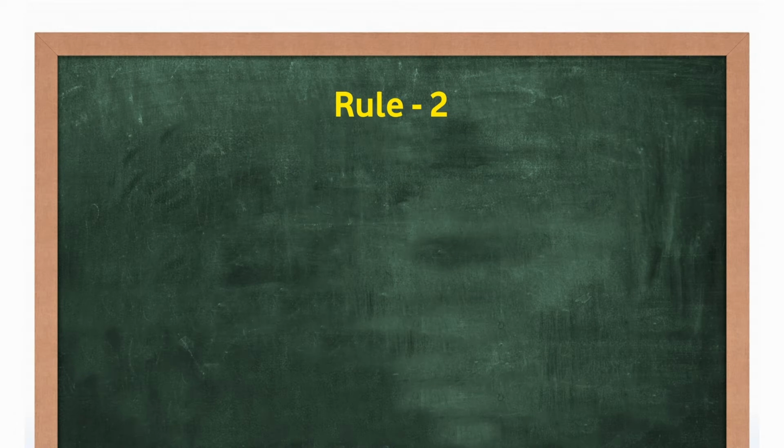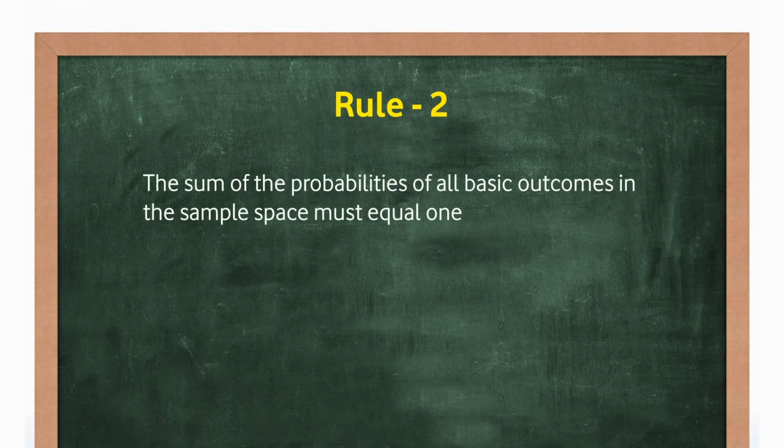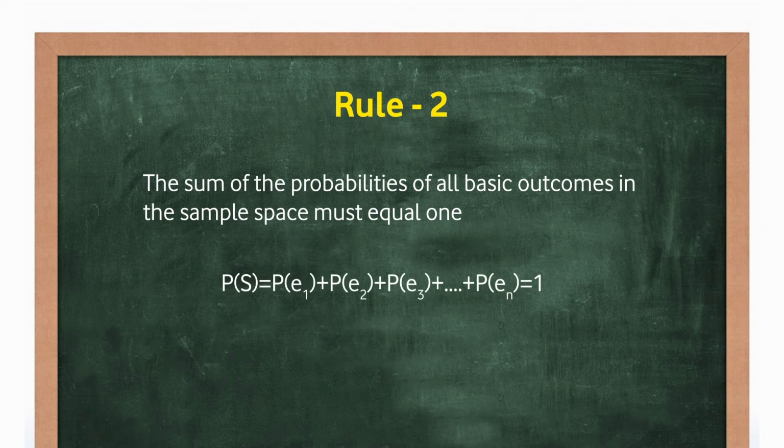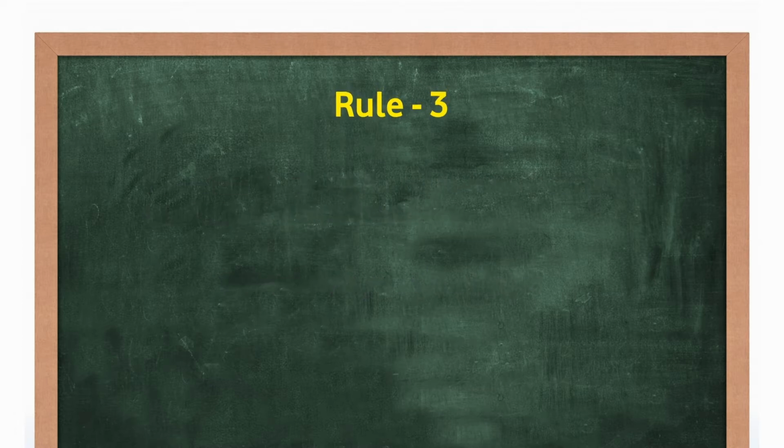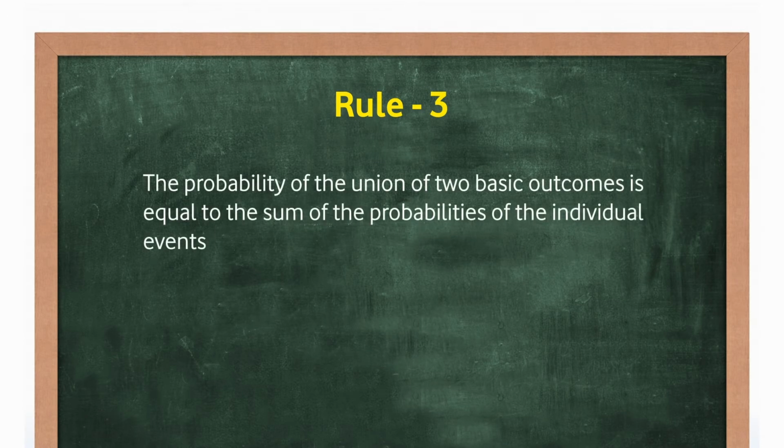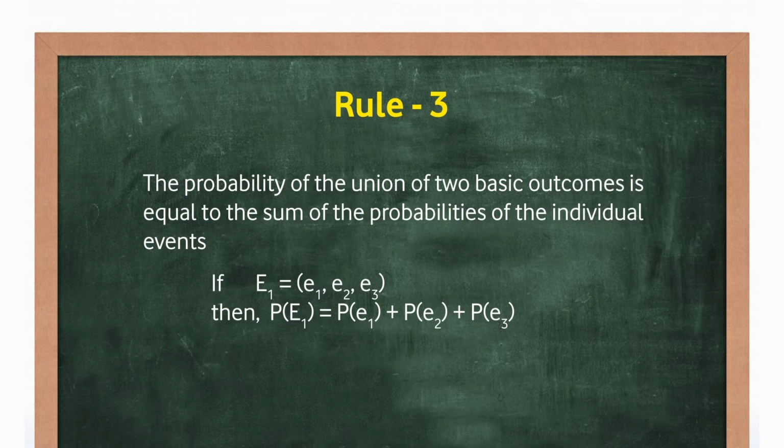Rule number 2 is that the sum of the probabilities of all basic outcomes in the sample space must equal 1. The formula is P(S) equals P(E1) plus P(E2) plus P(E3) and so on up to n, and this value equals 1. Rule number 3 focuses on the probability of the union of two basic outcomes, which is equal to the sum of the probabilities of the individual events. So P(E1) equals P(e1) plus P(e2) plus P(e3).